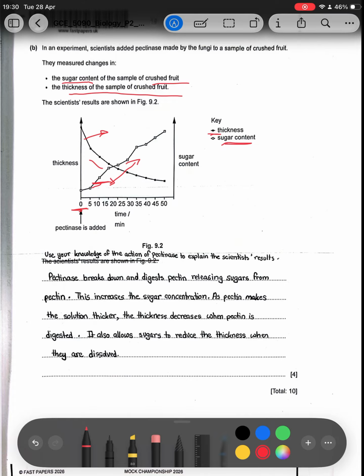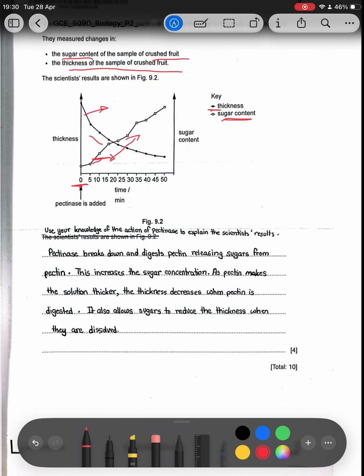So this is another detailed answer. Pectinase breaks down and digests pectin, releasing sugar from pectin. This increases the sugar concentration. As pectin makes the solution thicker, the thickness decreases when pectin is digested. So again, look at the trend here. When sugar content is increased, so when more pectin is digested, the thickness decreases as indicated by this line. This allows sugars to reduce the thickness when they are dissolved. So the thickness is further reduced when the sugar gets dissolved as well.